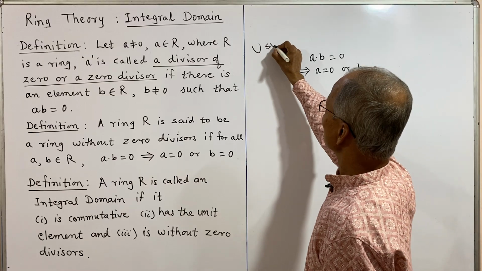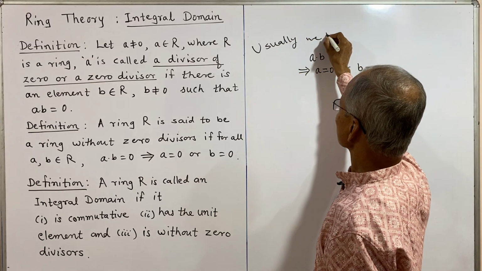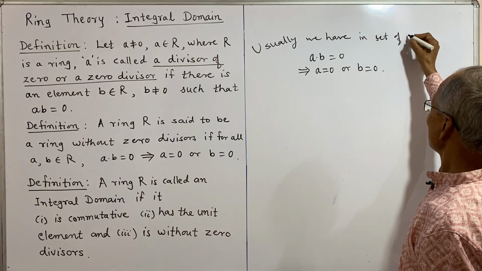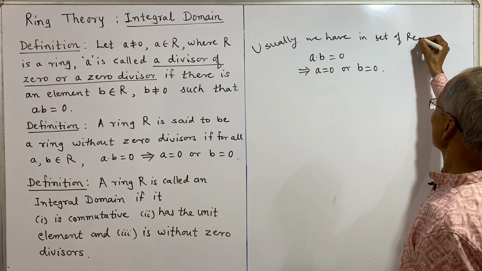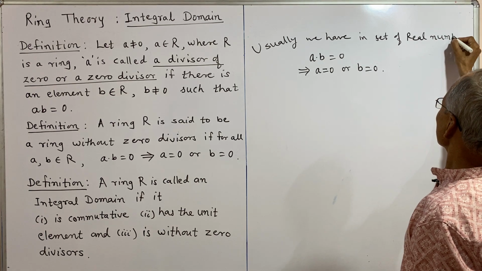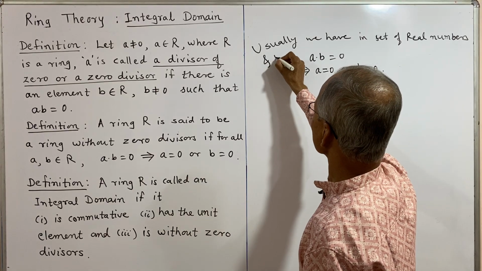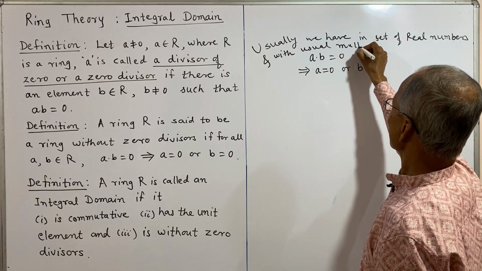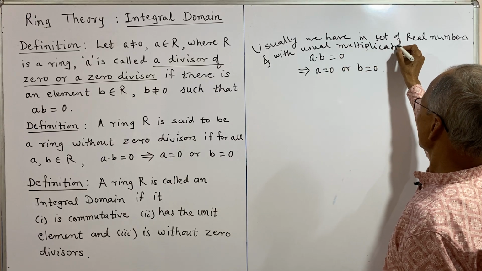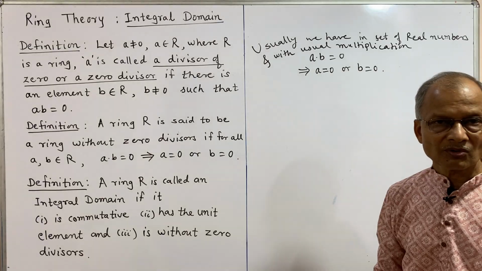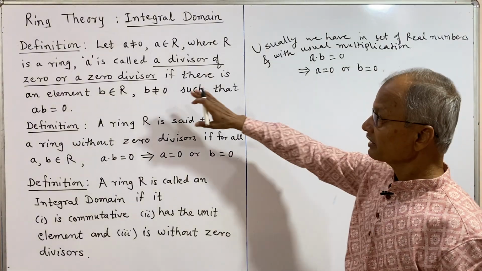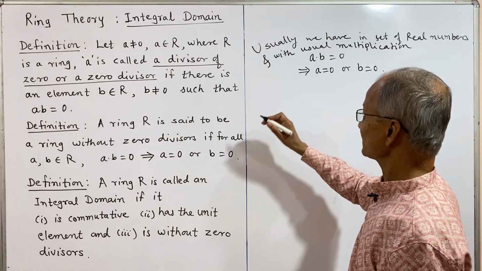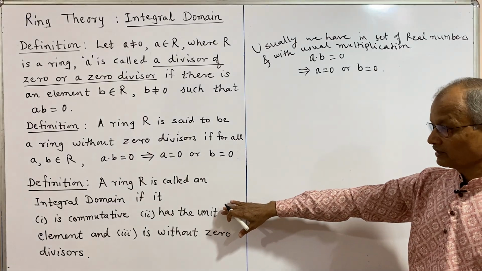So see, usually we have this in the set of integers or in real numbers, with usual multiplication: ab equal to 0 implies a is equal to 0 or b is equal to 0, and this is not the case for 0 divisors. We shall see the example of 0 divisors after defining integral domain.